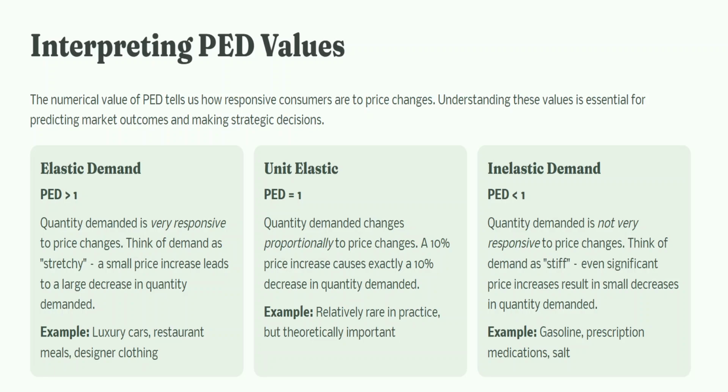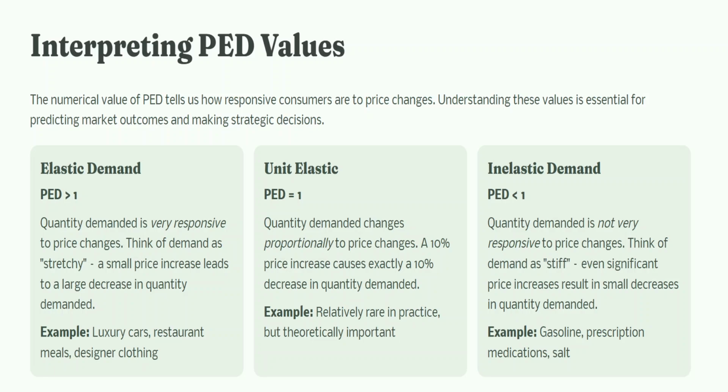2. Inelastic demand. If PED is less than 1, demand is inelastic. This means the quantity demanded is not very responsive to a change in price. A large percentage change in price leads to only a smaller percentage change in quantity demanded. 3. Unit elastic demand. If PED is exactly 1, demand is unit elastic. The percentage change in quantity demanded is exactly equal to the percentage change in price.